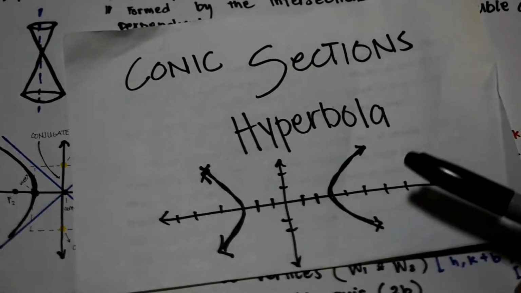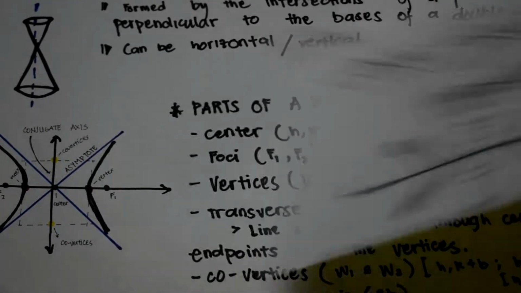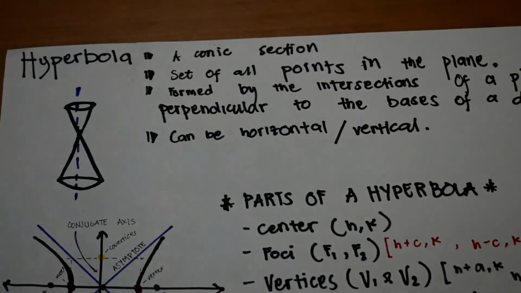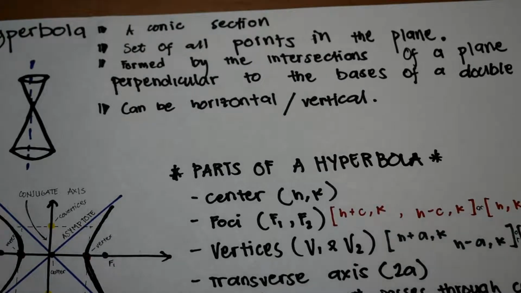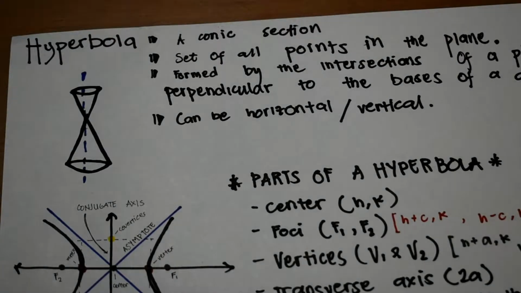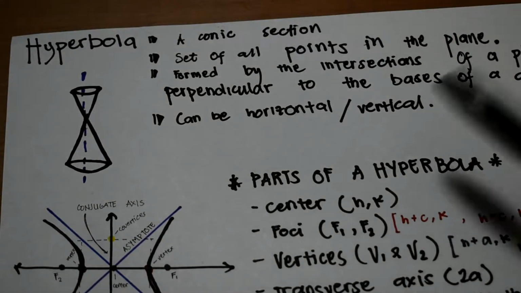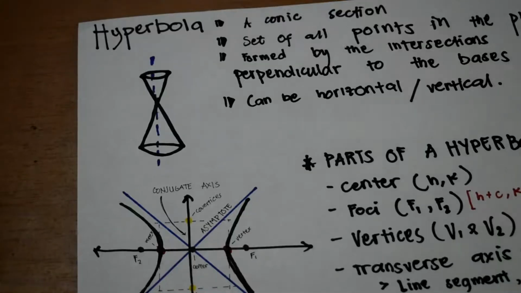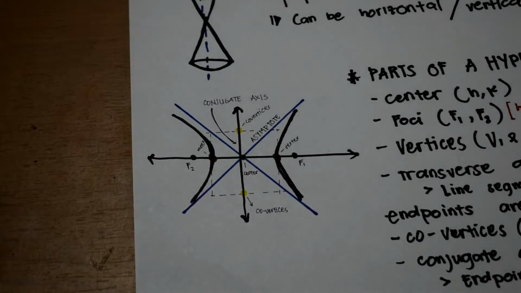Conic sections, hyperbola. So today I'm gonna discuss hyperbola. A hyperbola is a conic section, a set of all points in the plane formed by the intersection of a plane perpendicular to the base of a double cone. A hyperbola can be horizontal or vertical, and this is how you divide a cone in order to create a hyperbola. So this is an example of a hyperbola.